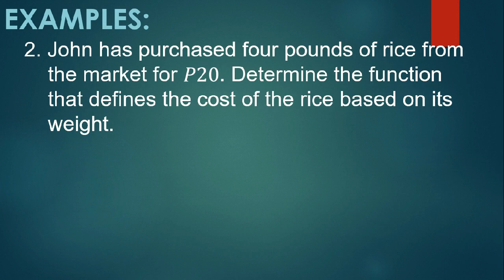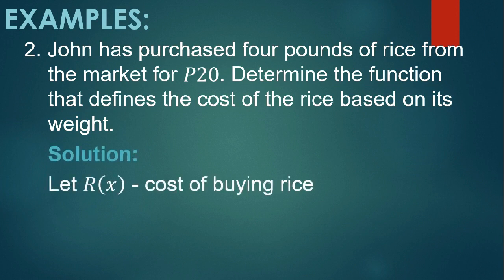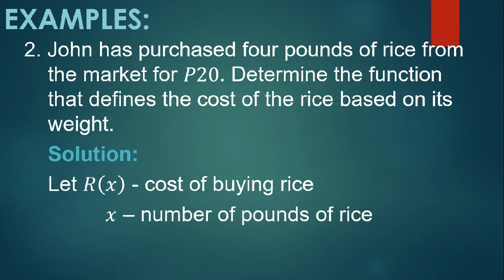For the second example, John has purchased 4 pounds of rice from the market for 20 pesos. Determine the function that defines the cost of the rice based on its weight. So, solution, let r of x be the cost of buying rice, then let x be the number of pounds of rice. So, tinatanong dyan, magbigay daw tayo ng function na nagbibigay ng cost ng rice na bibilhin natin base sa kung ilang pounds ang binili natin. Okay, so paano natin malalaman yun? Hindi naman na nakalagay dyan, hindi naman given yung price ng 1 pound ng rice.